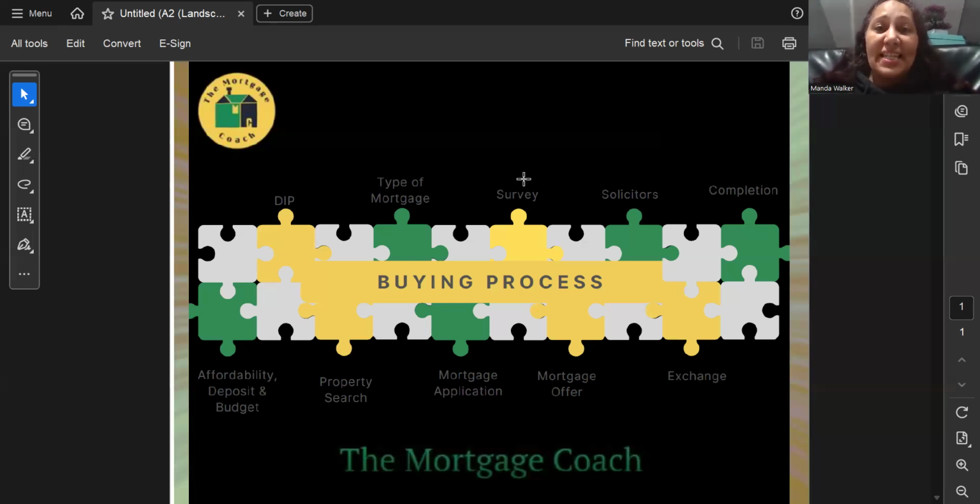Then the next stage is the survey. So with a survey, there are 3 types. So the first one is just a bog standard valuation. Now, they can do this several ways, and depending on your loan to value, so that is basically how much deposit you're putting down, they will assess how much of a risk they feel it is.